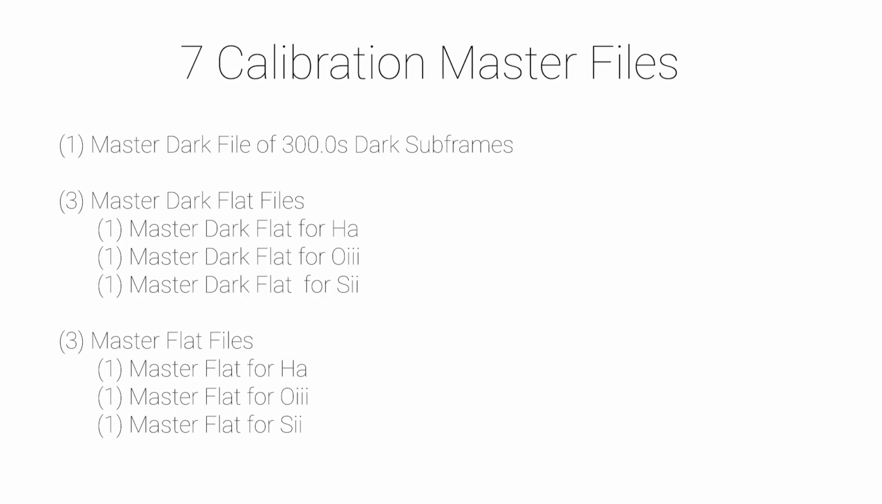So to do this though, we actually need to create master files for each type of calibration frame that we have. So for example, in this case, since all of my light frames were taken at the same exposure length of 300 seconds with the same gain of 100 as well as the same binning and same temperature, I need to create one 300 second master dark file. Then I need to create 3 master dark flat files, one for HA, one for O3, and one for S2. And then I need to create 3 master flat files, one for HA, one for O3, and one for S2. So altogether, we are going to be creating 7 master calibration files in this video.